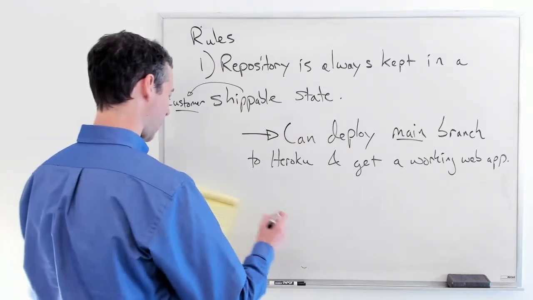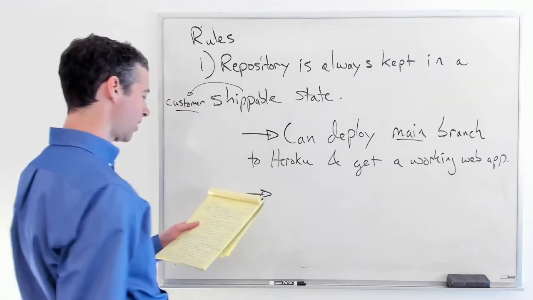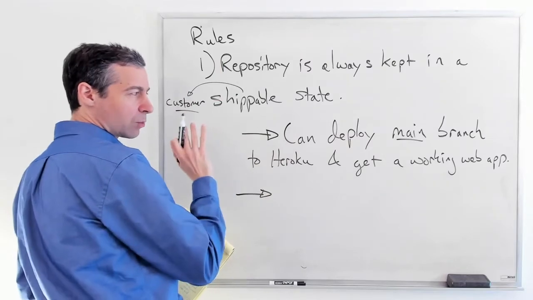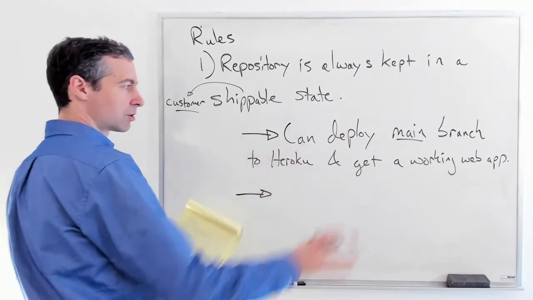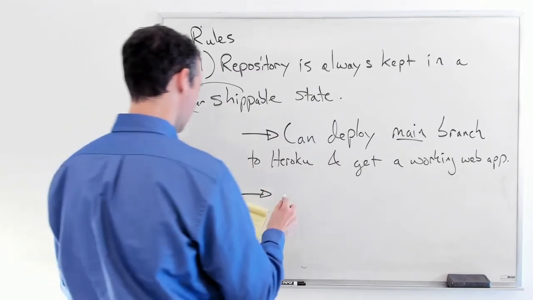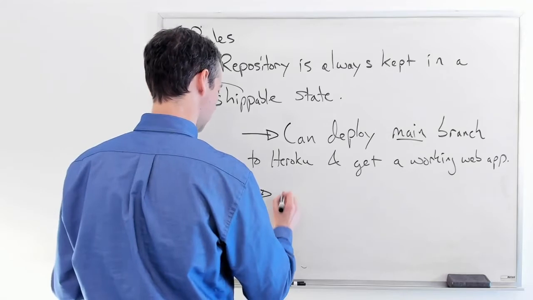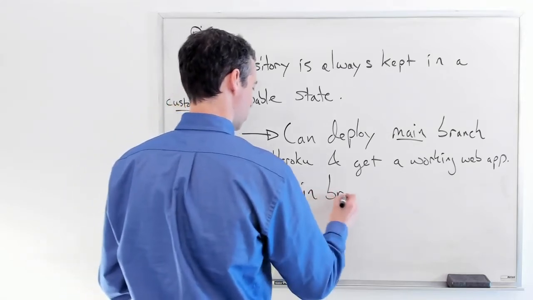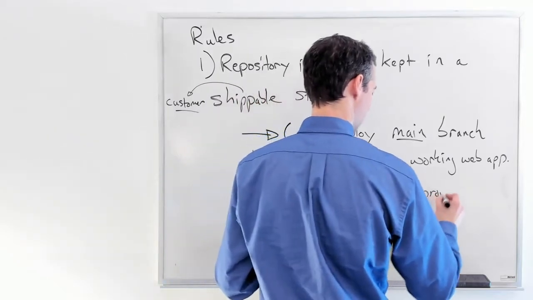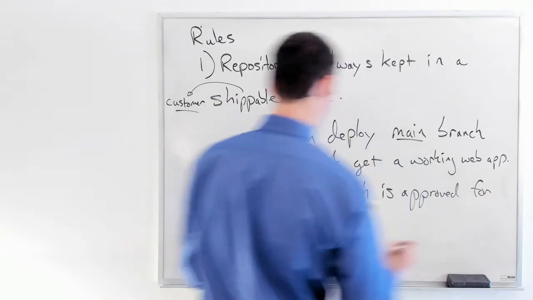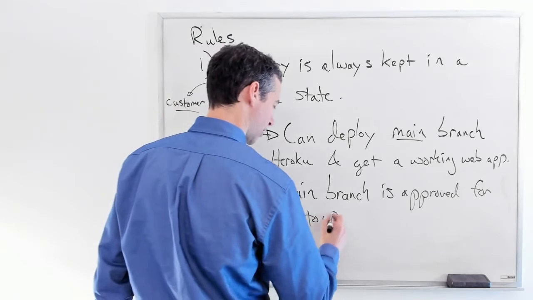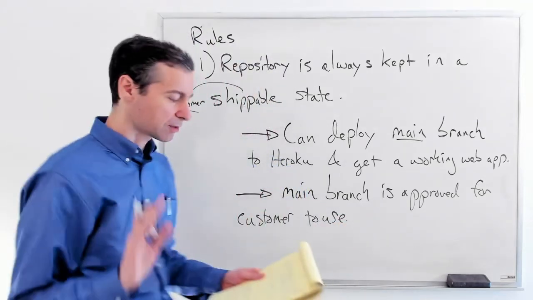Now, this also means that, so we'll talk about how it is that we're able to get work done and keep the main branch good in a moment. But it also means that, again, this main branch is approved, so to speak, for the customer to use. So we could always send it to the customer. Okay. But then this is important.